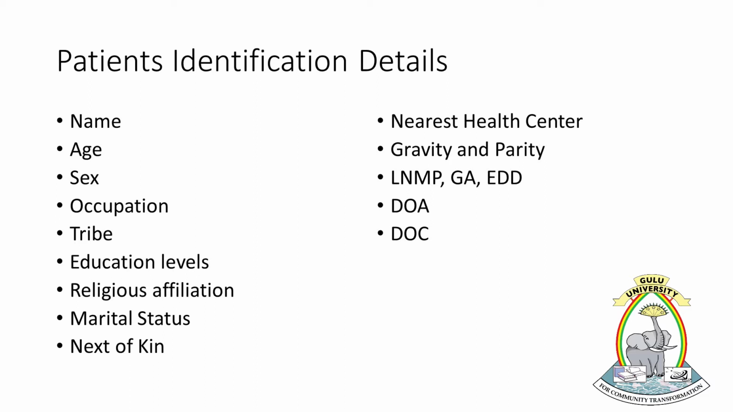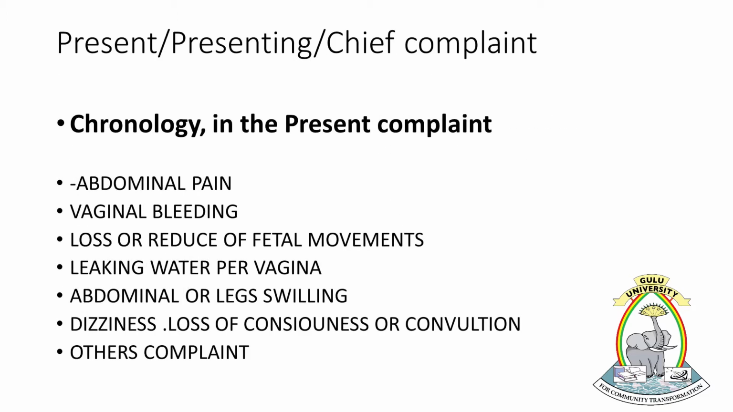The gravidity and the parity should be noted. The last normal menstrual period, the gestational age at that time, and the expected date of delivery. Normally, you calculate the expected date of delivery and the gestational age from your last normal menstrual period. The date of admission and the date when you are clerking the patient may need to be noted.